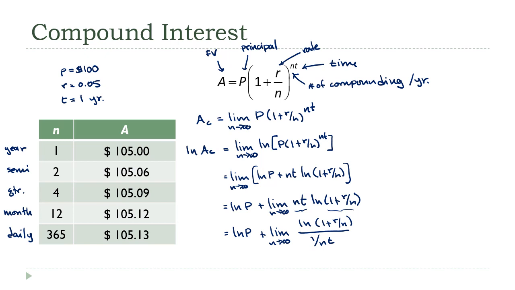Okay, so now the numerator and the denominator are both going to 0, which is exactly the scenario where we want to apply L'Hopital's rule. So I'm going to differentiate the top and the bottom. So we have log A_C equals the log of P plus, when I differentiate the numerator, this becomes 1 over 1 plus r/n, times r, times the derivative of, sorry, we're differentiating with respect to n, d/dn of 1/n. I'm just going to leave it like that. You'll see why in a second.